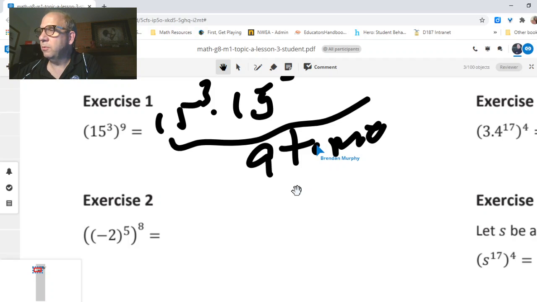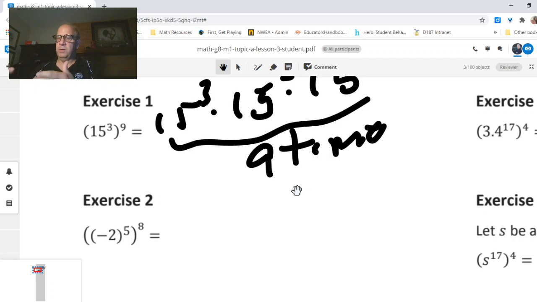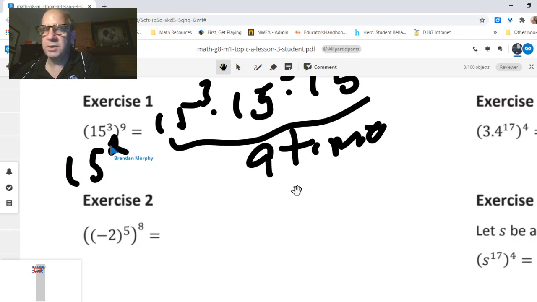So 15 to the power of 3 times 15 to the power of 3 times 15 to the power of 3 times 15 to the power of 3 times 15 to the power of 3. So I have 9 of those. So that's basically your 15 times 15 times 15, and so on. So I'm going to have 27 of those. So that would be 15 to the power of 27. Okay, does that make sense to you guys? I hope so.